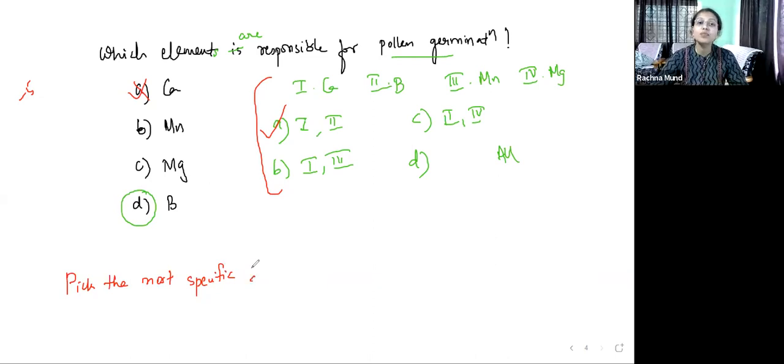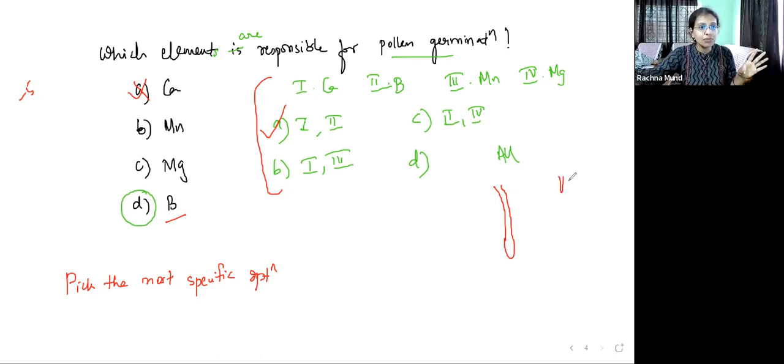Pick the most specific option. If boron had not been given and beryllium had been given, then calcium is correct. But if boron is there, then clicking on calcium is wrong and boron is correct, because the primary requirement for pollen germination is boron. If there is less calcium, we might have a deformed pollen tube. A pollen tube should be long and elongated. But if there is a deficiency of calcium, we might have a short pollen tube. But we will have a pollen tube because boron is present. If boron is not present at all and we have calcium only, then the pollen tube will not go at all. So which is more apt?